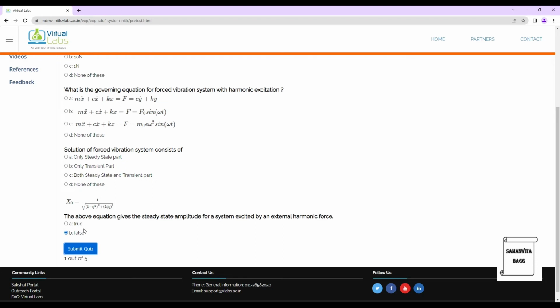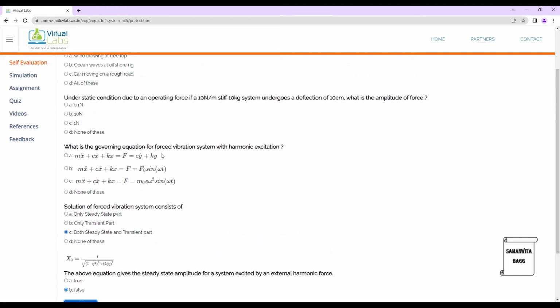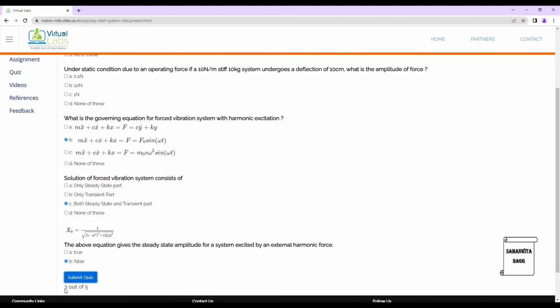So that's why this answer is not correct, it's false. Does the solution of forced vibration consist of only the steady state part, or is it going to actually contain both? So we'll click on this. What is the governing equation of forced vibration with harmonic excitation? When you have harmonic excitation, that is the first one. This is the solution. This is also correct.